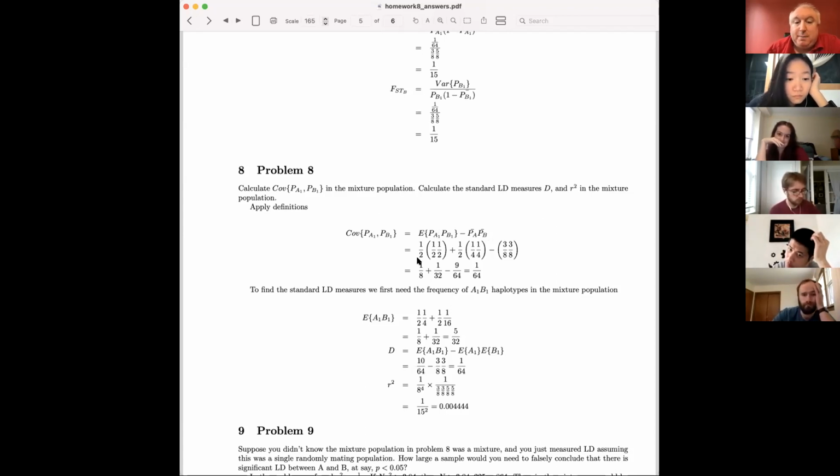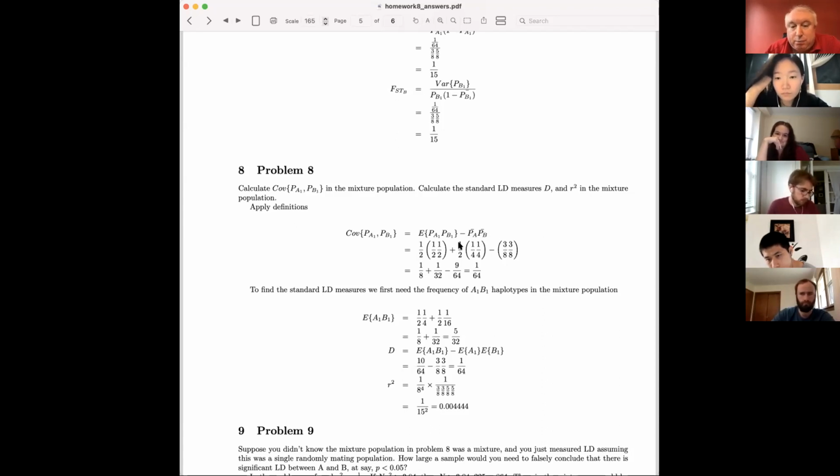So when I created my mixture, I created a mixture of two populations, each with frequency 1/2. The frequency of A1 in population 1 is 1/2. The frequency of B1 in population 1 is 1/2. So the fraction of this mixture that came from population 1 is 1/2, times 1/2 times 1/2 times 1/2. The fraction that came from population 2 is 1/2. The frequency of A1 is 1/4 in population 2. The frequency of B1 is 1/4 in population 2. And in the mixture, the frequency of the A1 allele is 3/8.